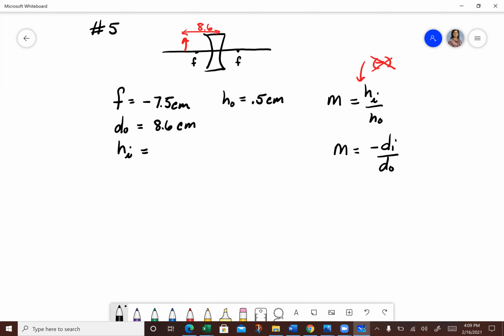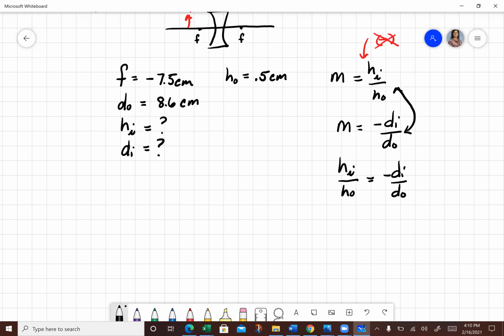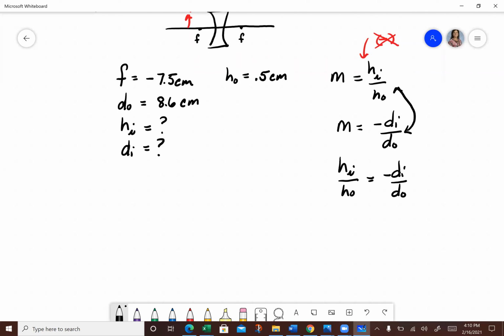So what made this problem difficult is it appears that you don't have enough information. I need HI, I have HO, but I don't have magnification. I can also use this equation: if I have DI and DO, I can find magnification and use it here. But I do not have DI either. If M is equal to both of those, that means HI over HO equals negative DI over DO. So that's probably the equation that I really want to use. But I don't have DI, so I'm going to add DI to my list of what I need to know. If I can find DI, I should be able to find HI.